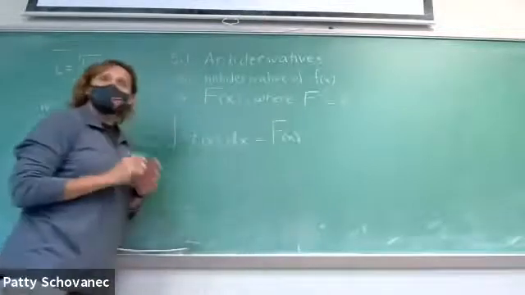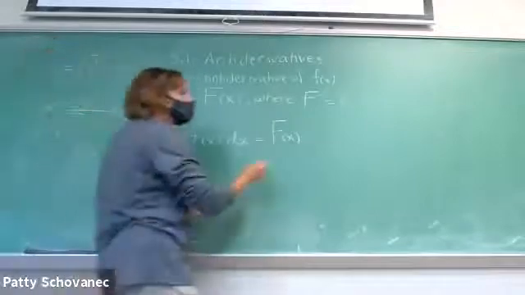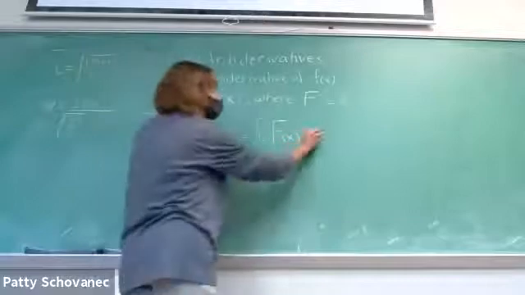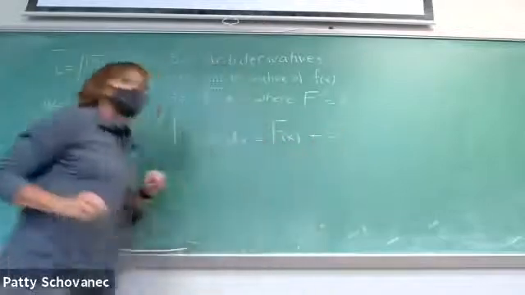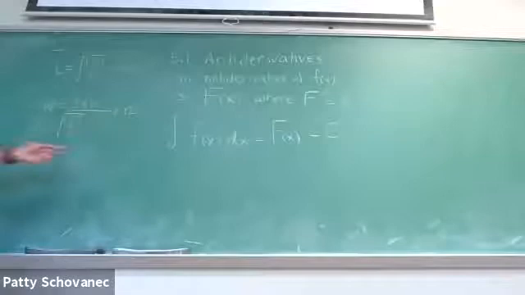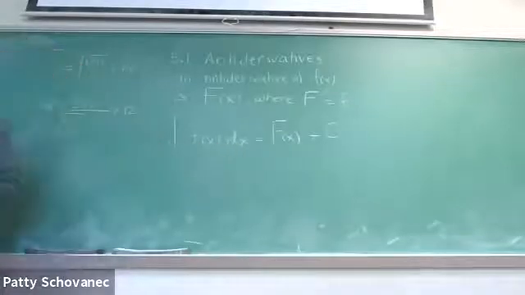And then to make it the most general antiderivative, since the derivative of any constant is 0, I tack on the constant, and I usually use a capital letter C for that. I'll show you why we use this notation, hopefully today, we'll see how far we get.